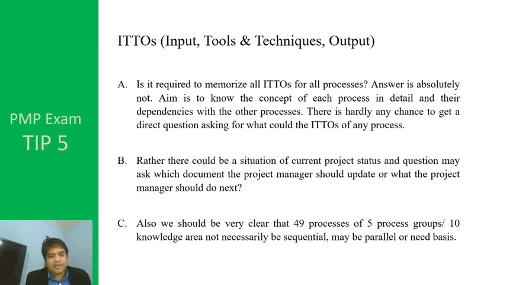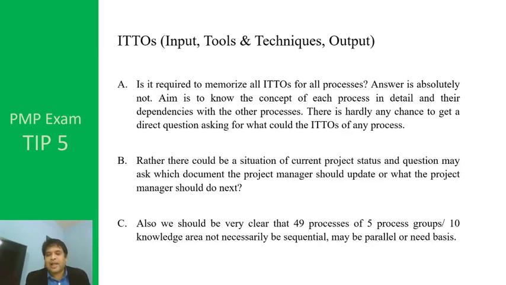Then point C. We should also be very clear that the 49 processes of 5 process groups and 10 knowledge areas are not necessarily sequential; they may be parallel or on a need basis. Sometimes we may have the misconception that the processes are sequential, as given in the chart in PMBOK. But actually, processes are not sequential; they may be parallel or on a need basis.